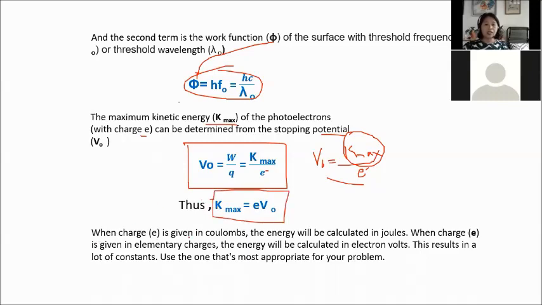So when charge E is expressed in coulombs, the unit of energy therefore is in joules. When charge is given in elementary charges, the energy will be calculated in terms of electron volts. So the unit of kinetic energy maximum would be joules in SI and electron volts in non-SI.